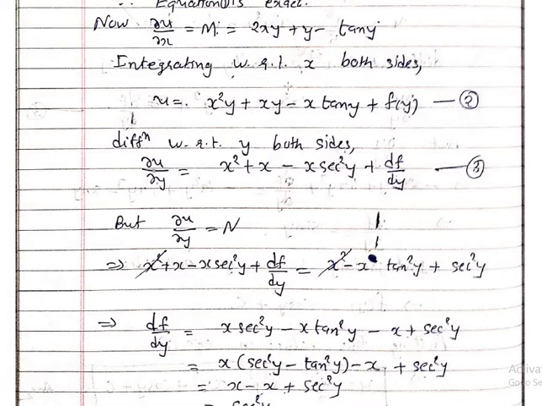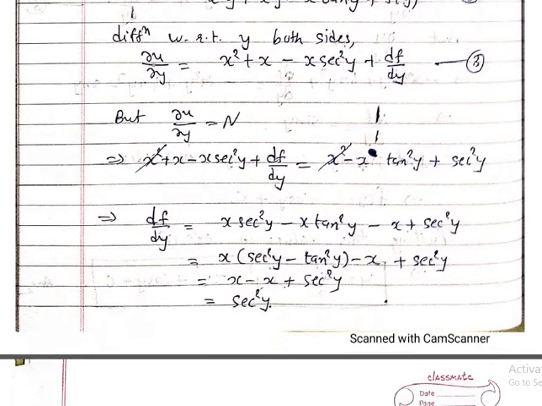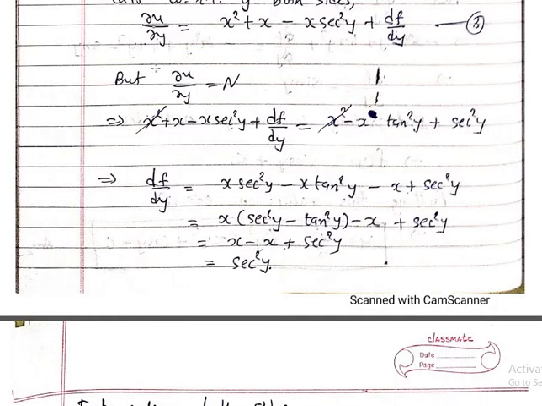Now differentiating this u with respect to y, that will give you del u by del y is equal to x square + x - x square y + df by dy. But what we have is del u by del y is equal to N, and that's why del u by del y is your x square + x - x square y + df by dy is equal to x square - x 10 square y + x square y.